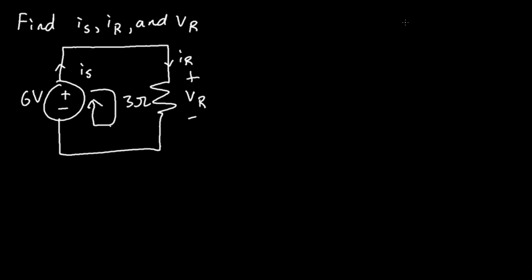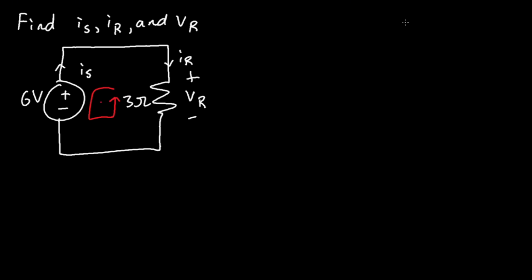First things first, KVL. That's the first thing I noticed, because in order to solve for this voltage V of R, we can do something very easy. We have the voltage of this voltage source, and we also have the positive and negative ends for both of these elements. So we can use KVL. Pick a direction, counterclockwise or clockwise. I pick counterclockwise.